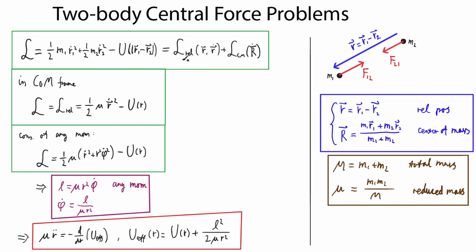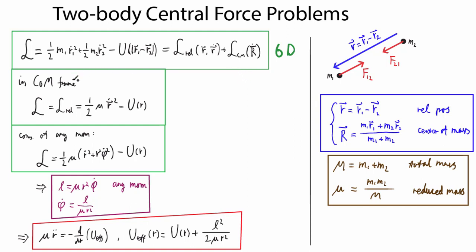We can write this Lagrangian as a sum of a relative Lagrangian, which depends only on little r, and a center of mass Lagrangian, which depends only on capital R dot. This is now essentially a six-dimensional problem, right? Because we have two particles at positions r1 and r2, each of which has three spatial dimensions.